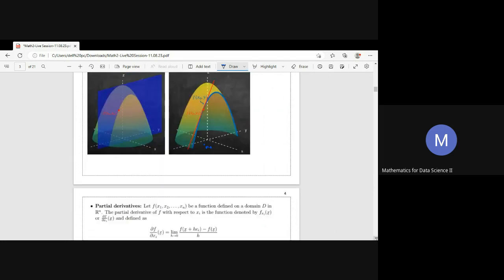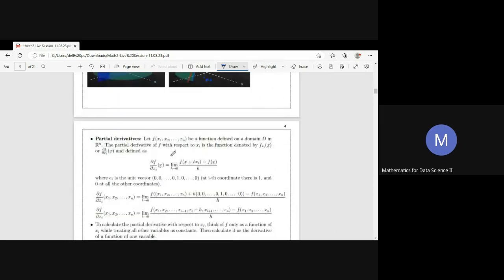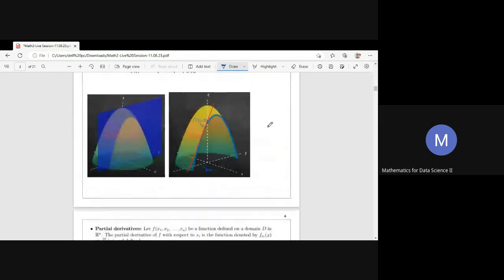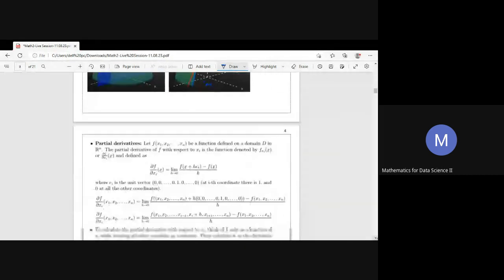Next you see partial derivatives in general. It is in R3 that they have explained. So here in general for any Rn, here is the definition.